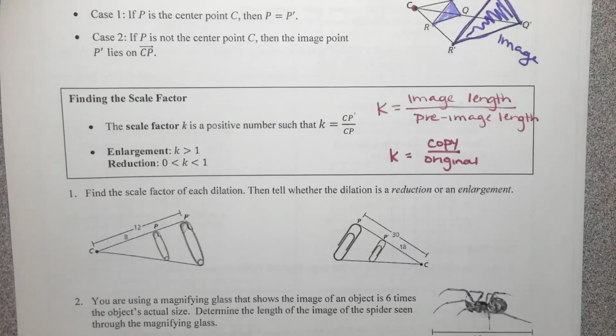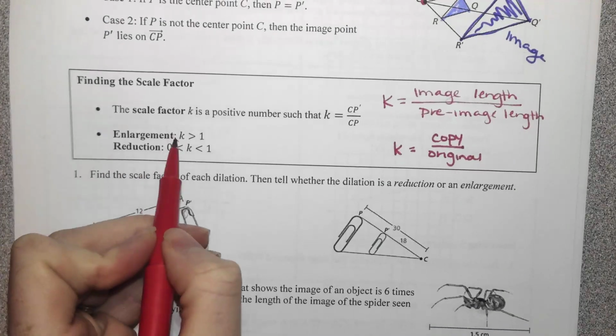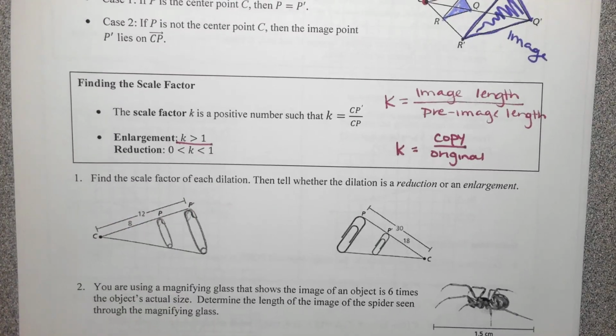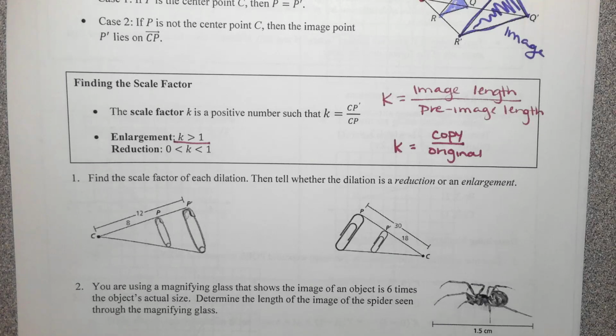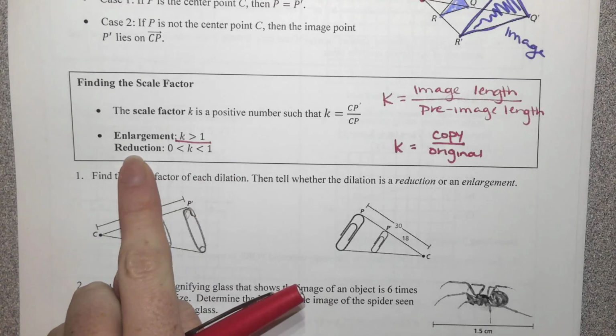Anytime that K value is bigger than 1, it's getting larger, so it's an enlargement. If K is between 0 and 1, it's a reduction.